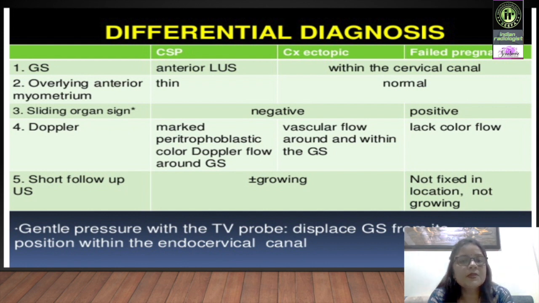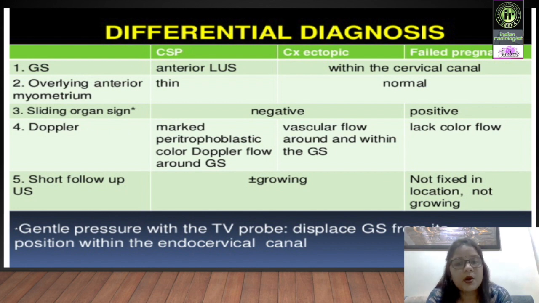The overlying myometrium is thinned out in CSP and normal in cervical ectopic and failed pregnancy. Then again, the sliding sign is negative in CSP and cervical ectopic as well, and it is positive in failed pregnancy. Then on the Doppler examination, we have a marked peritrophoblastic flow in CSP with high velocity and low PI values on pulse Doppler. And in cervical ectopic, we have a slight vascular flow, just like any other ectopic, within the GS and around the GS. And in the failed pregnancy, definitely we don't have any color flow.